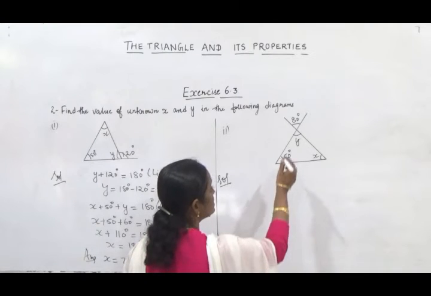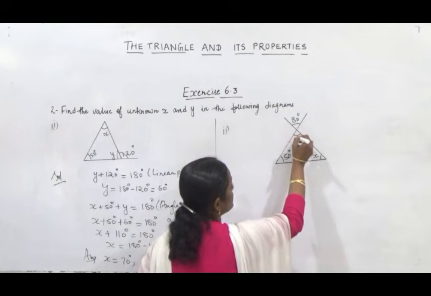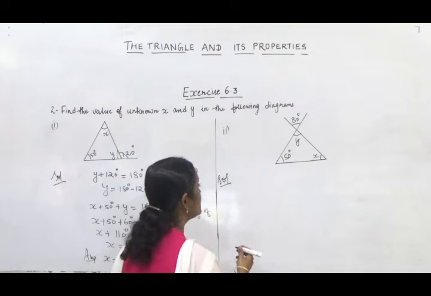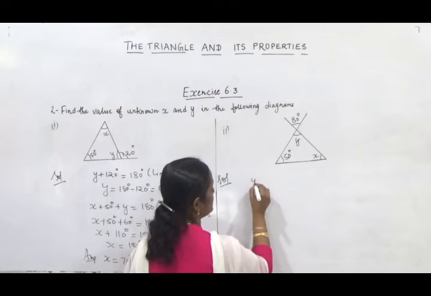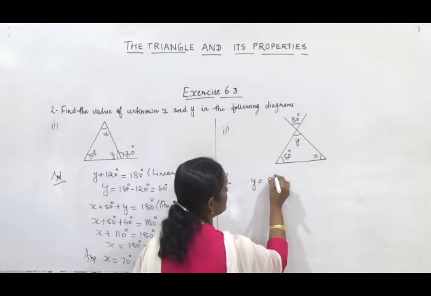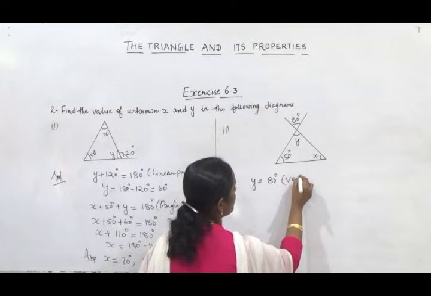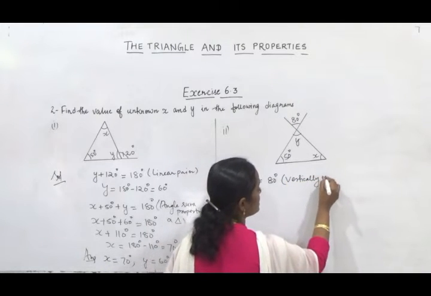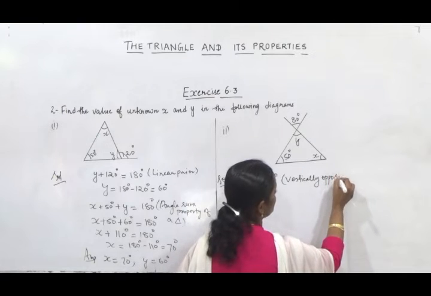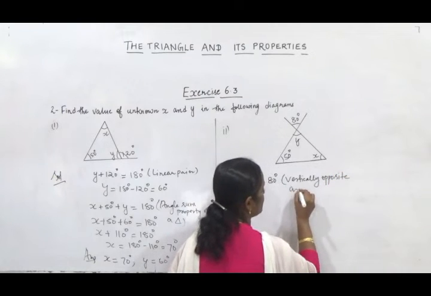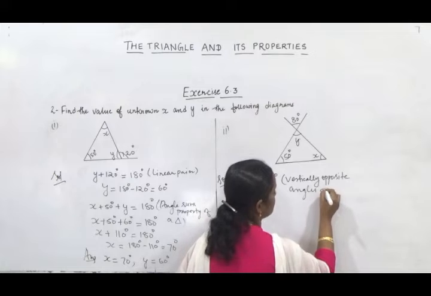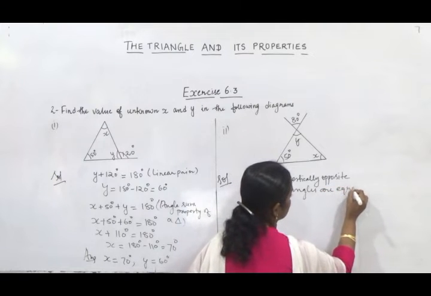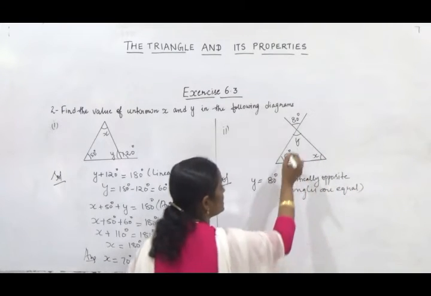Now here you can observe that this 80 degrees and y are vertically opposite angles. So here we can write y is equal to 80 degrees. Vertically opposite angles are equal. So here y is equal to 80 degrees.